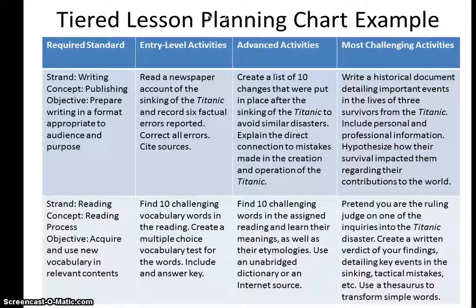An entry level activity is to read a newspaper account of the sinking of the Titanic and record 6 factual errors reported. Correct all errors, cite sources. An advanced activity would be to create a list of 10 changes that were put in place after the sinking of the Titanic to avoid similar disasters. They then have to explain the direct connection to mistakes made in the creation and operation of the Titanic. The most challenging activity is to write a historical document detailing important events in the lives of 3 survivors from the Titanic, include personal and professional information, and hypothesize how their survival impacted them regarding their contributions to the world.